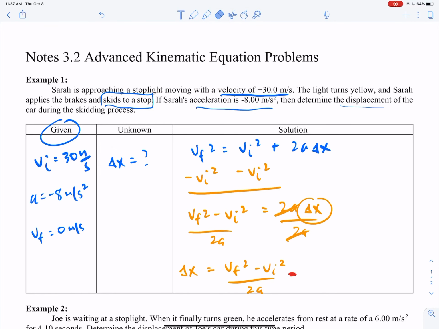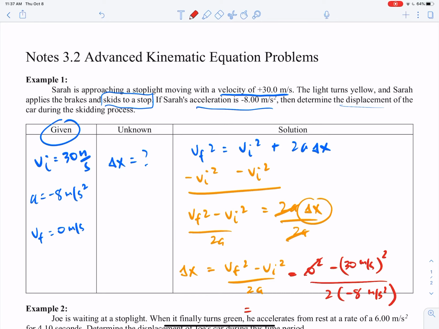V final is 0. V initial is 30 meters per second. I'm going to square that. And then the acceleration is negative 8 meters per second squared. And so this goes away, right? So it's just going to be 30 squared and the negative of that, so there's my negative 900, divided by 2 times negative 8, which is negative 16 in the bottom.